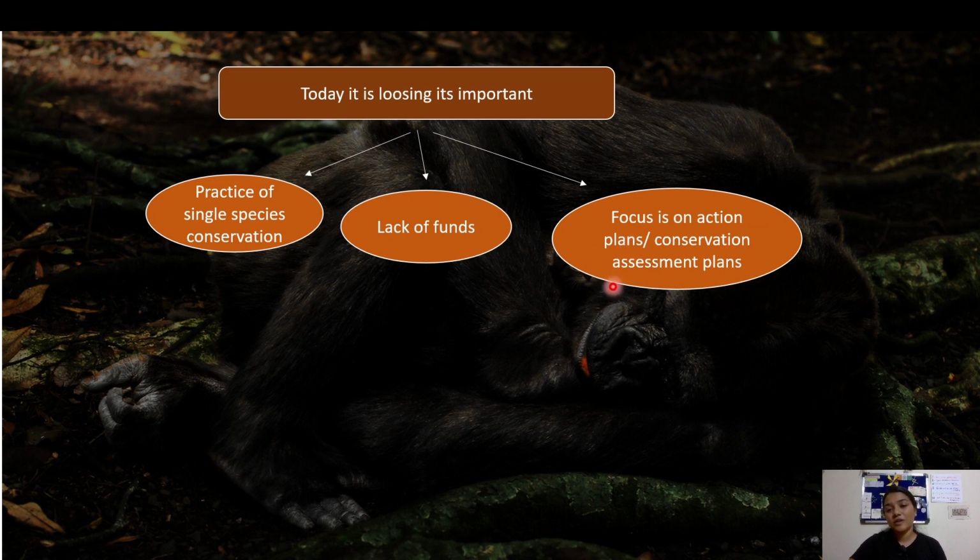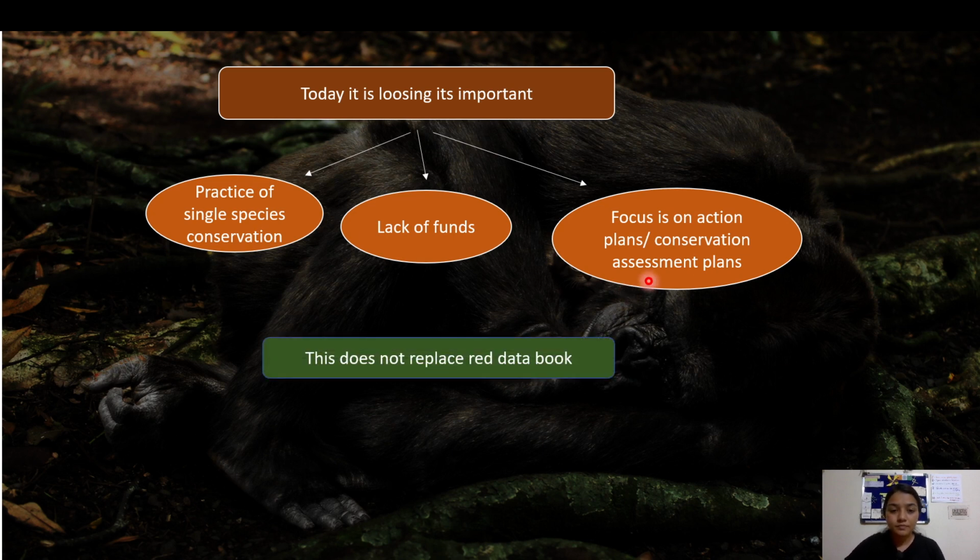Third point is focus is on action plans, conservation assessment plans. Now, third point is that all are talking about action plans, but nobody is taking action. People will make action plans, they will make conservation strategies, but then they don't have enough data, they don't do a lot of research, and then ultimately all the action plans will fail, and so the importance of the red list is seen nowhere. So it has to be a concrete action plan which should go into action.